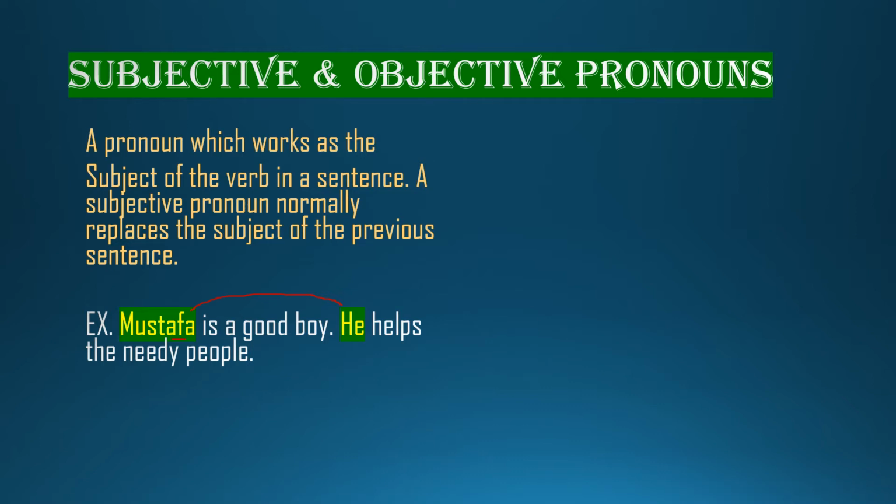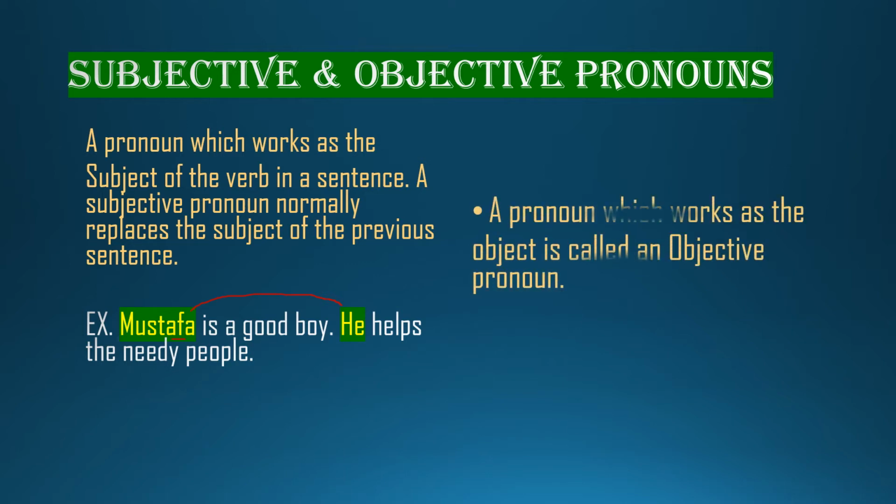Now, see the next, objective pronoun. A pronoun which works as the object is called an objective pronoun. यानी वो प्रोनाउन जो किसी सेंटेंस में ऑब्जेक्ट का रोल प्ले करे, दैट इज ऑब्जेक्टिव प्रोनाउन.